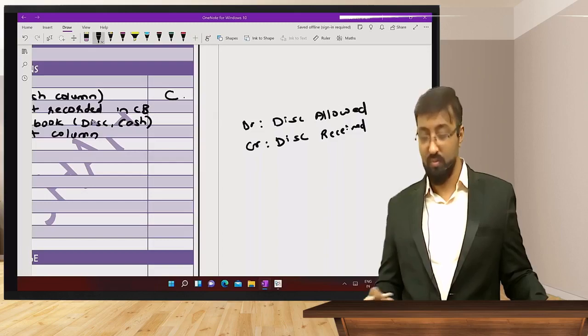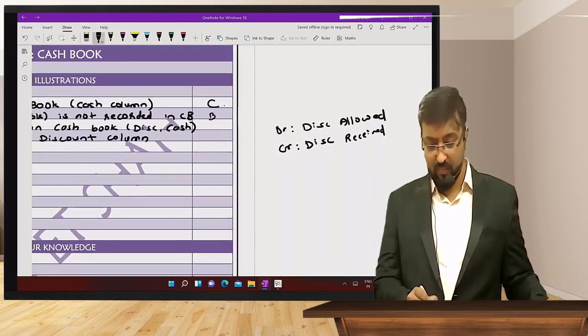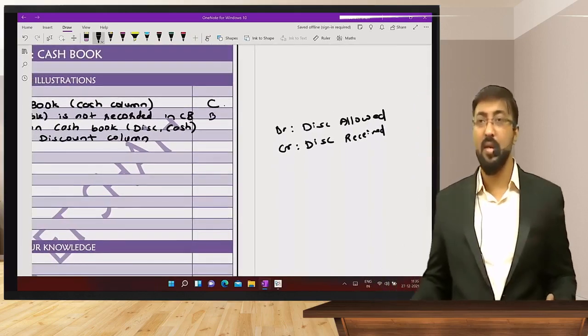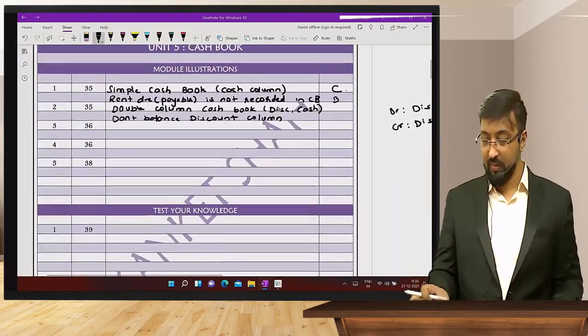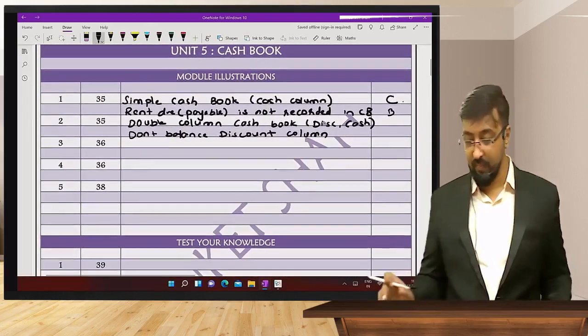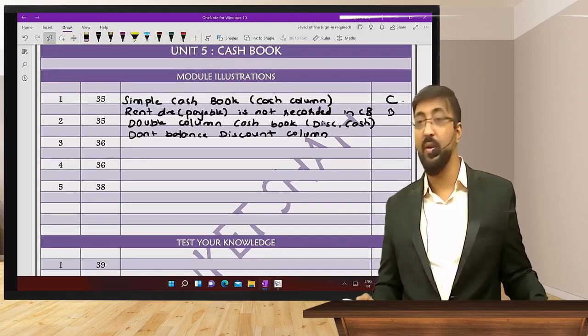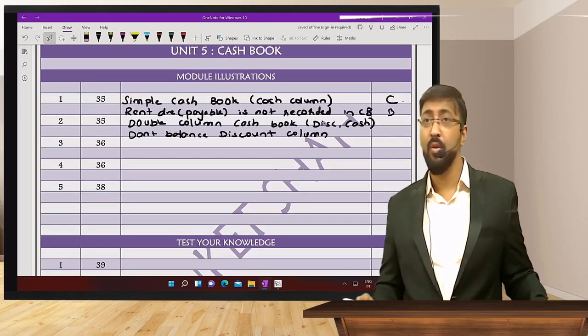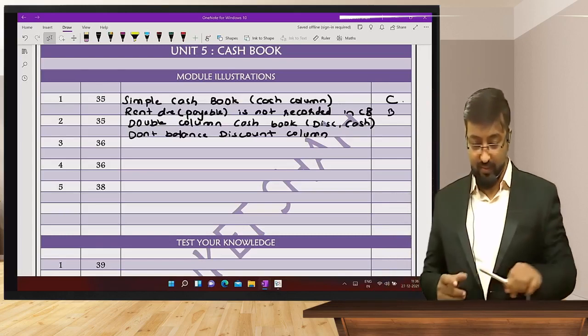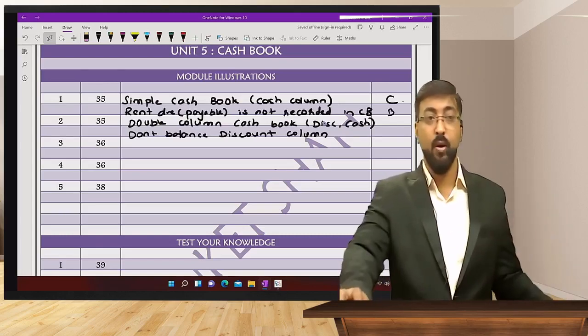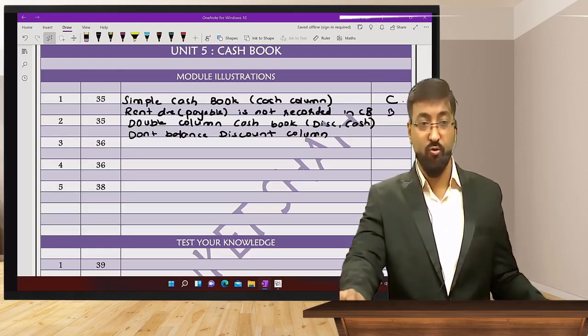Chalo. Category B. Easy question. I hope you have done with these two questions. These are really very easy questions. Anyone has difficulty? No? Yes, it's easy. Chalo. So this is all for first two illustrations.